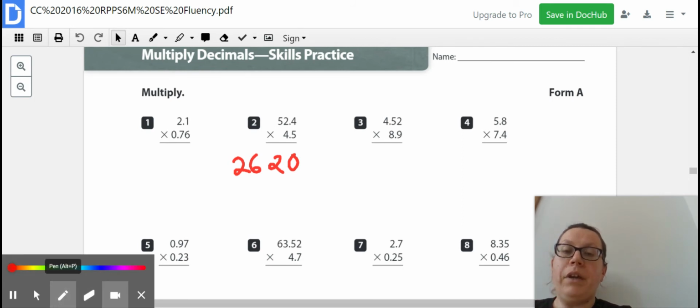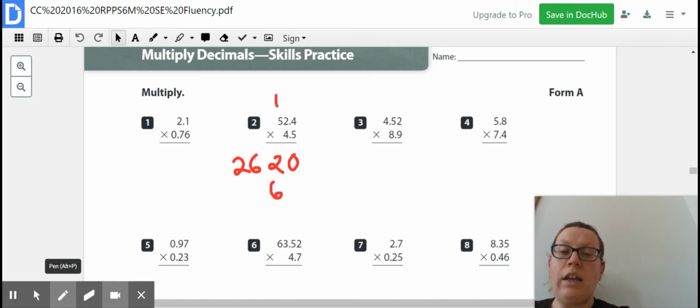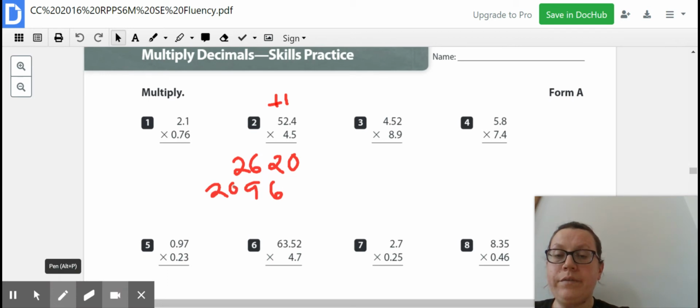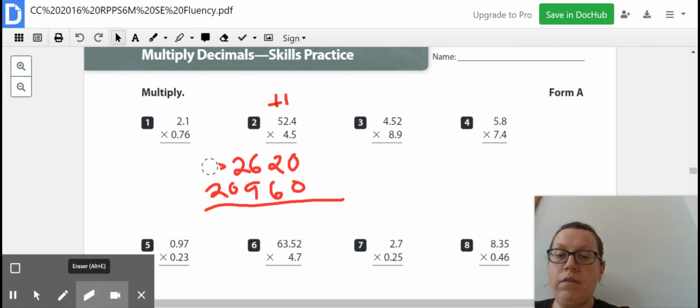And now we're going to multiply the other side. 4 times 4 is 16. I carry my 1. 4 times 2 is 8, plus 1 is 9. And 4 times 5 is 20. So we're going to go back here and we're going to put 20. And now we add this. That's a very bad 0, friends.